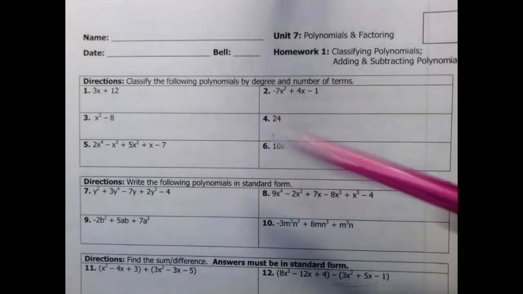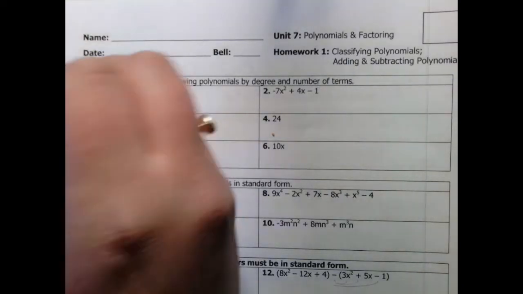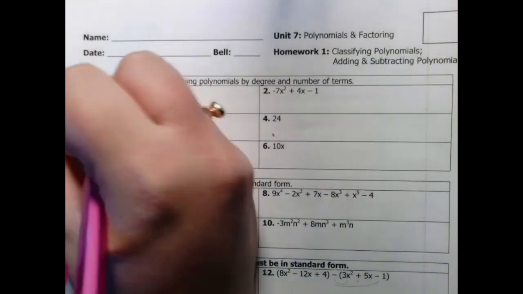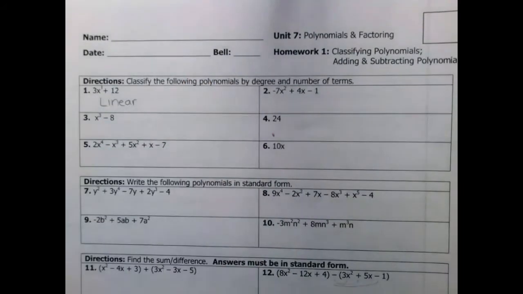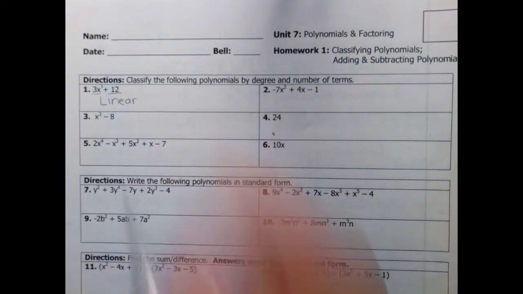Number 1, we're classifying the following polynomial by degree and number of terms. First we're going to look at the degree. The degree is going to be the highest exponent. If I have no exponent on this x, I'm going to assume it is 1. And if my greatest exponent is 1, this is going to be linear. And then I'm going to classify it by the number of terms. I currently have 1, 2 terms. So 2 terms makes this a binomial.